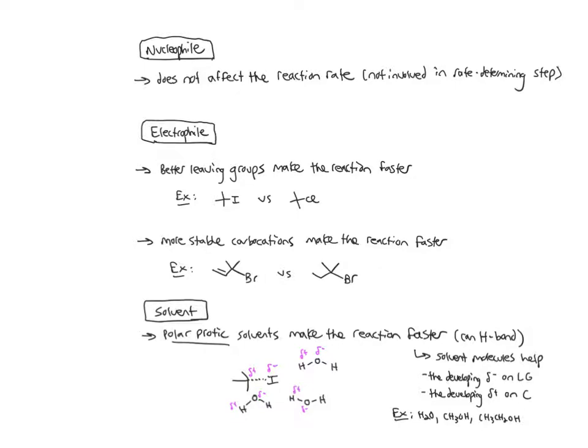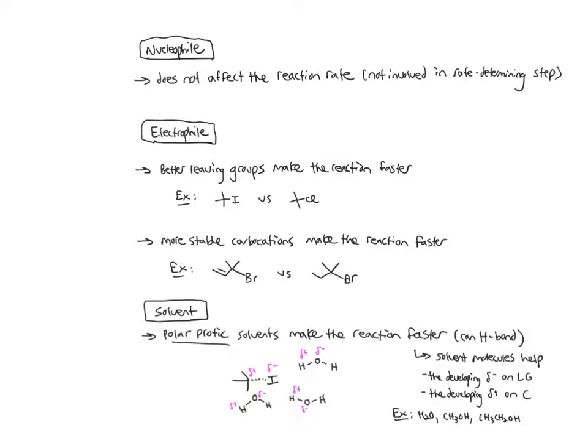For the solvent, this one is actually a little bit opposite. For SN2 reactions, we didn't really have to talk about carbocations because they didn't go through carbocations, but the leaving group was consistent. Better leaving groups make the reaction faster for both SN2 and SN1 reactions. For the solvent, this is going to be an opposite effect.